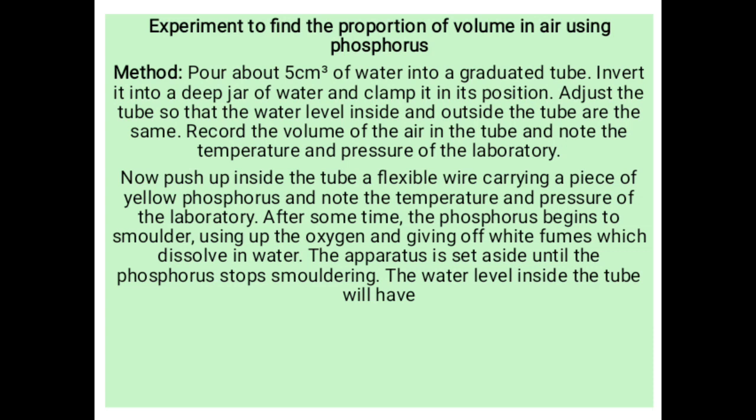Record the volume of the air in the tube and note the temperature and pressure of the lab, which is your surrounding. Now push up inside the tube a flexible wire carrying a piece of yellow phosphorus. After some time, the phosphorus begins to smoulder, using up the oxygen and giving off white fumes which dissolve in water. The apparatus is set aside until the phosphorus stops smouldering. The water level inside the tube will have what?